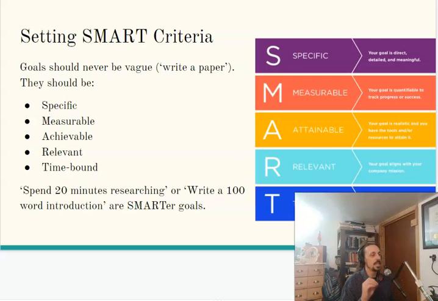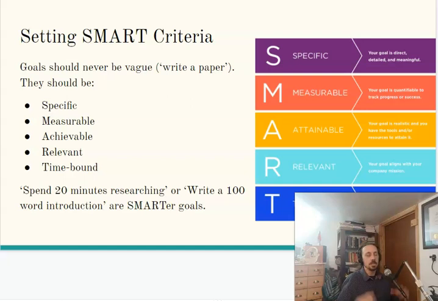Another example would be write 100 words for my introduction. That's a smarter goal because it's specific. I have a word count, right? And it's specific in a way that makes it measurable. I know exactly what 100 words means. It's achievable. I can write 100 words in 20 minutes. It's relevant to my goal of writing a paper, and it's going to be time bound. I'm going to try to say, okay, I'm going to do it in the next half hour, right? Specific, measurable, achievable, relevant, time bound.